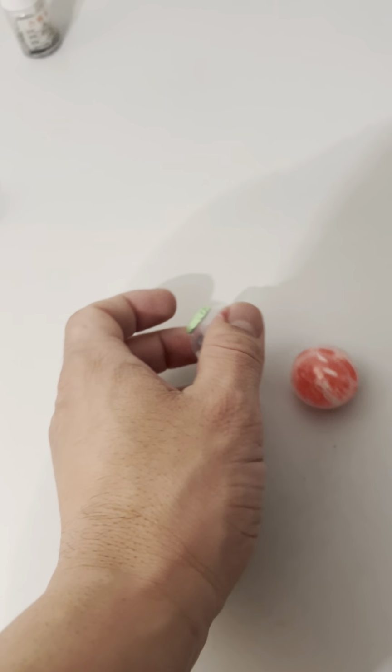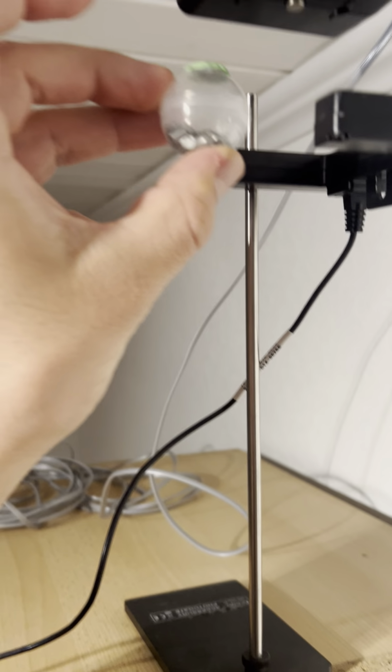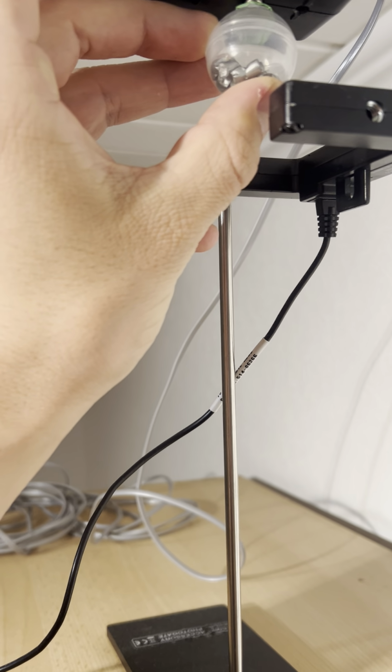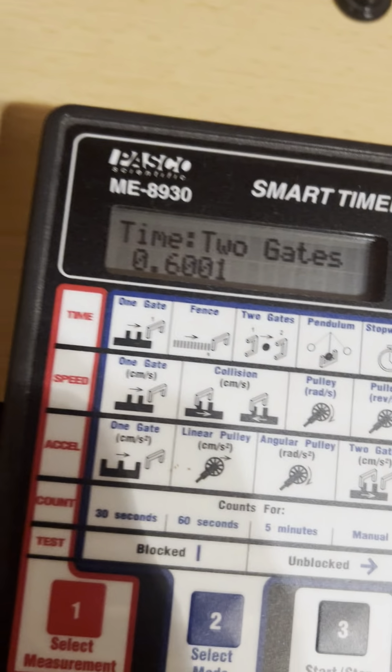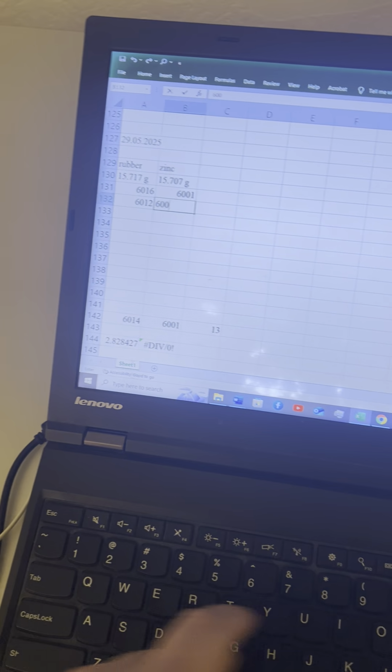So this is quite interesting because we don't know what exactly is going to happen here. 6001 again, but it's always nice to get such small standard deviations.